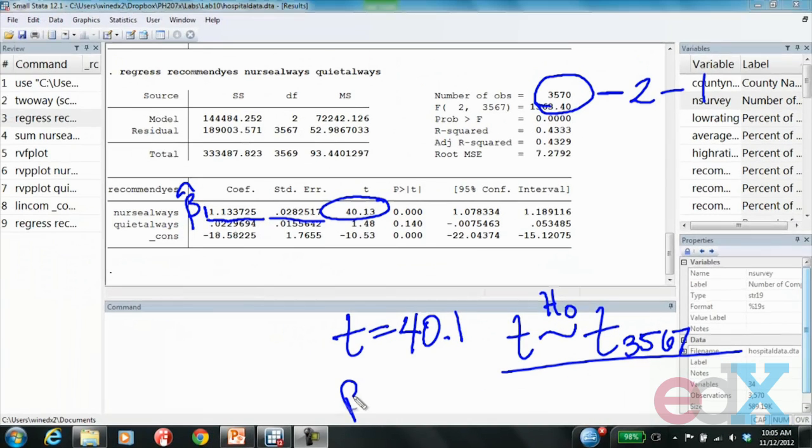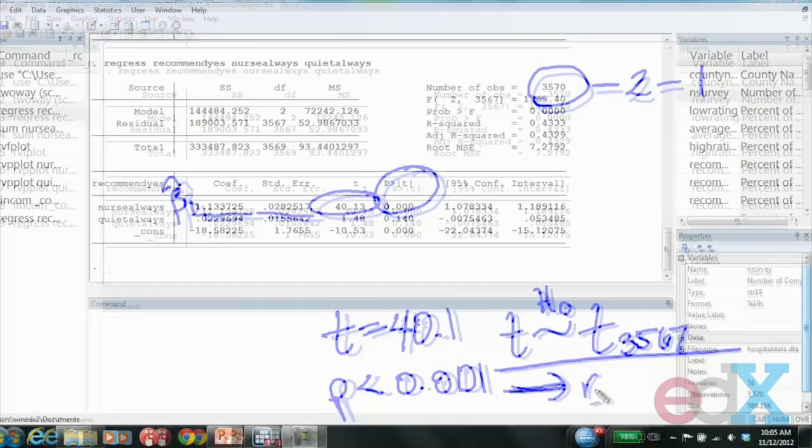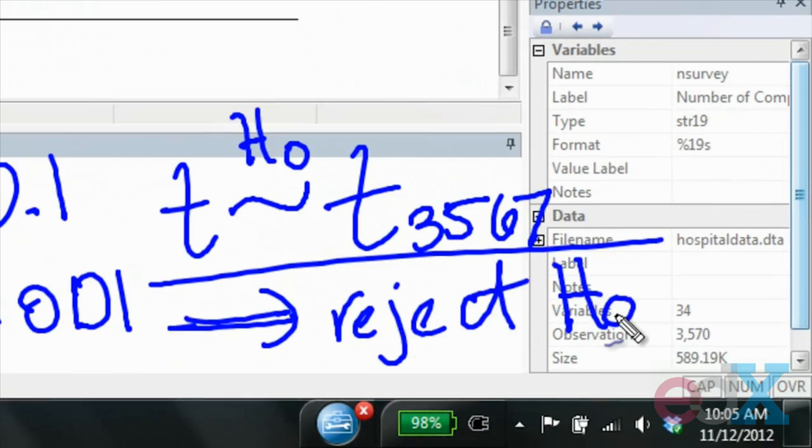Using this distribution, I find that my p-value is less than 0.001, and therefore I would reject the null. And I would conclude that we have evidence that an increase in the percent of patients who say that nurses always communicate well results in an increase in the percent of patients who would always recommend the hospital on average, fixing the percent of patients who say that the hospital is always quiet. So the interpretation is a little bit awkward. Get used to interpreting these conditional averages.